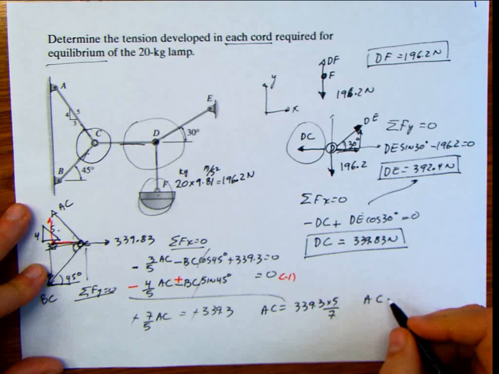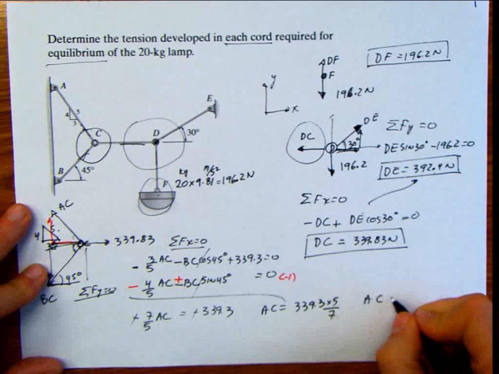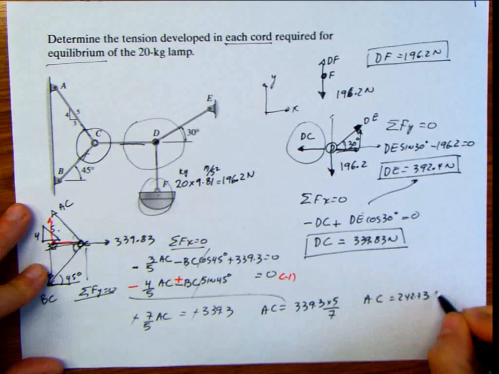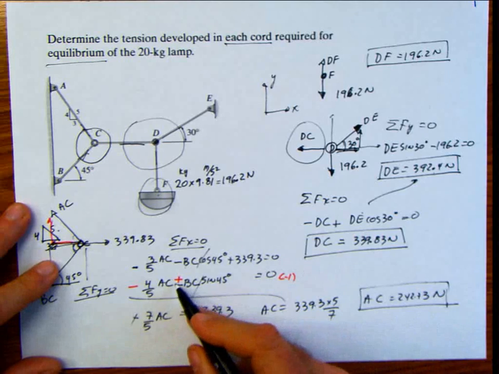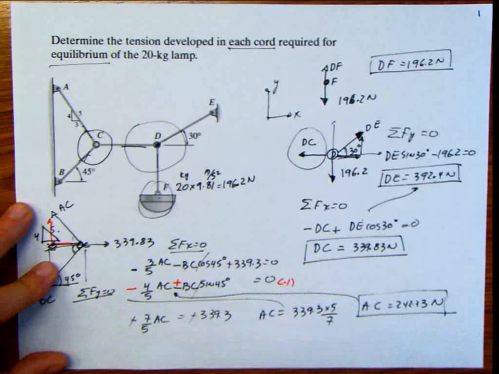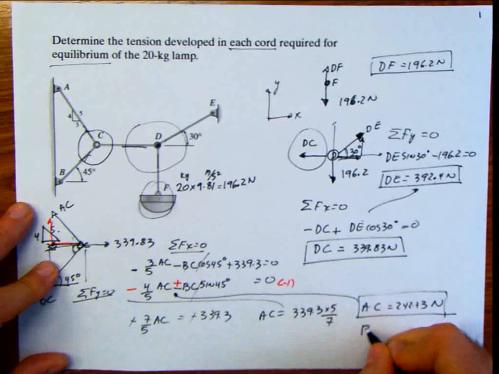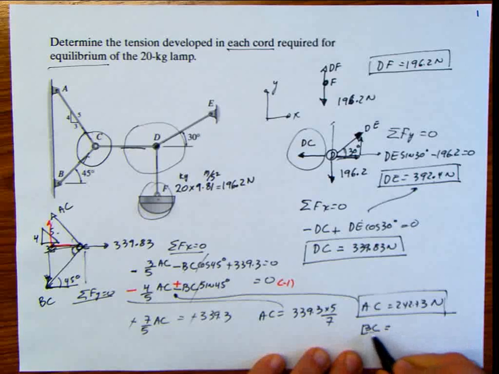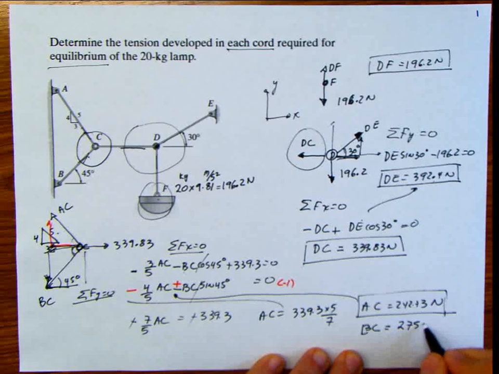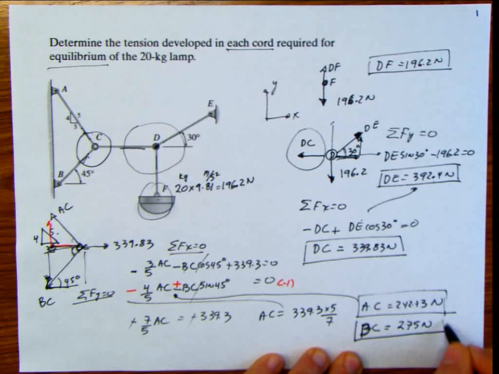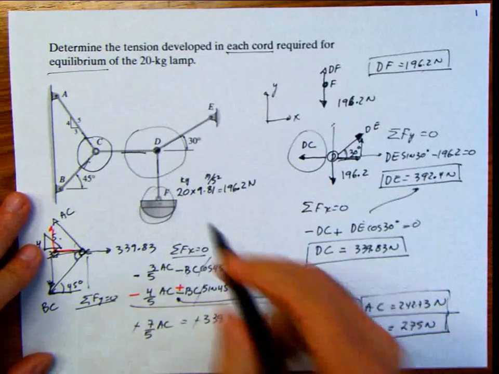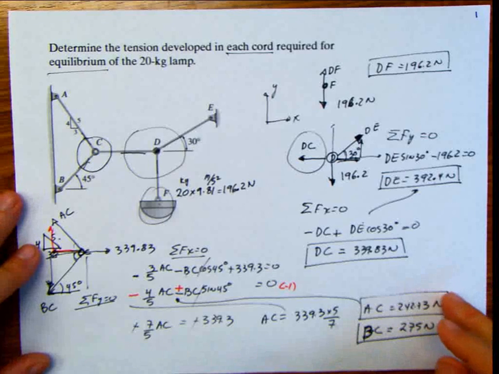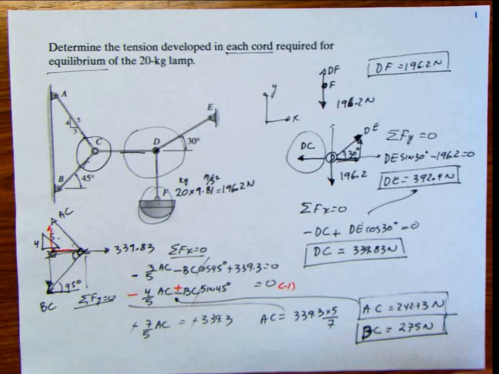I have it somewhere. 242.73 Newton. And after we have this value for AC, I can plug it into here if I want to, and solve for BC, and then we get the value of BC equal to 275 Newton. And now we have DF, DE, DC, AC, and BC, which are the tension in all the chords, and that's what we were asked in this problem. That's an easy problem, but that problem is representative of what particle equilibrium is.